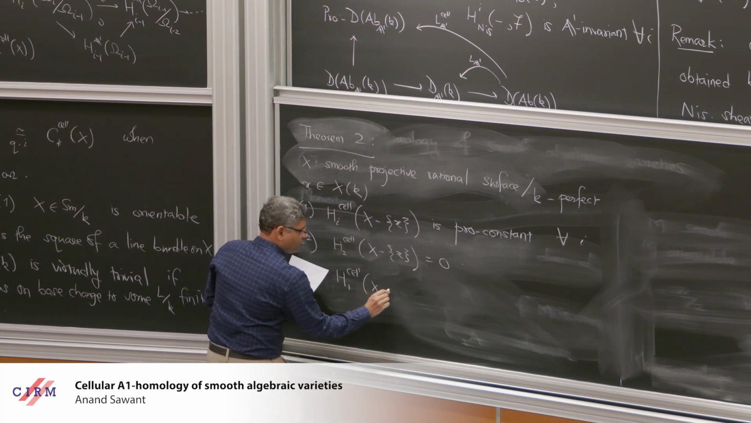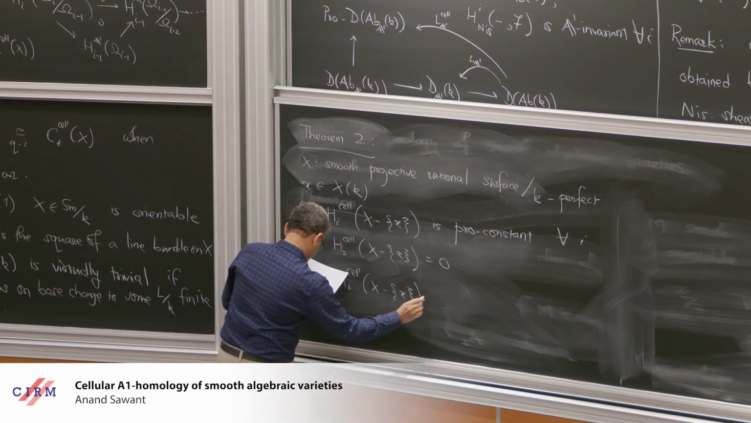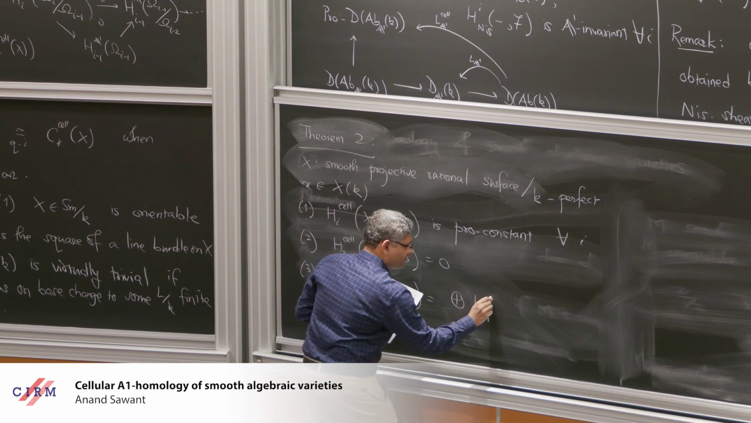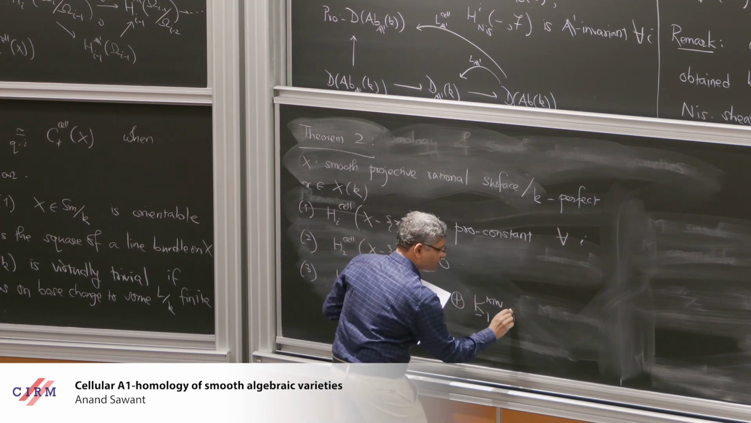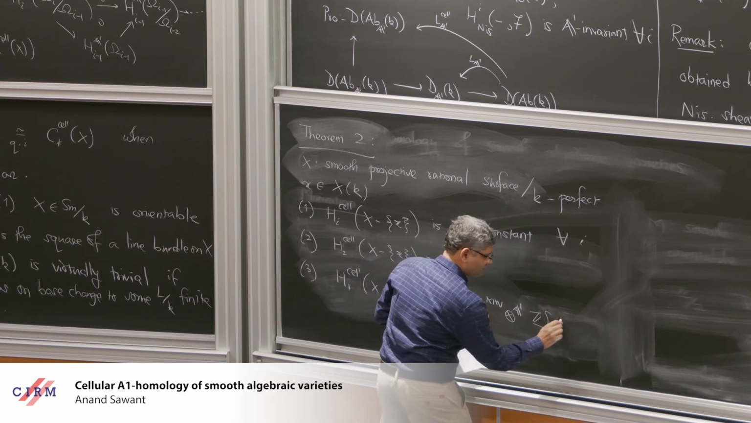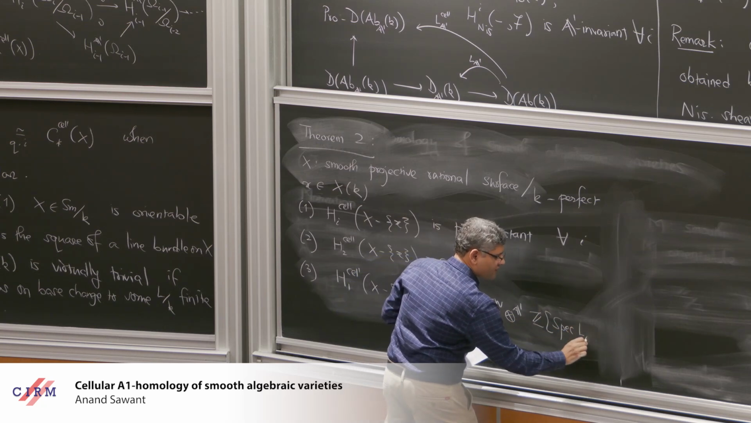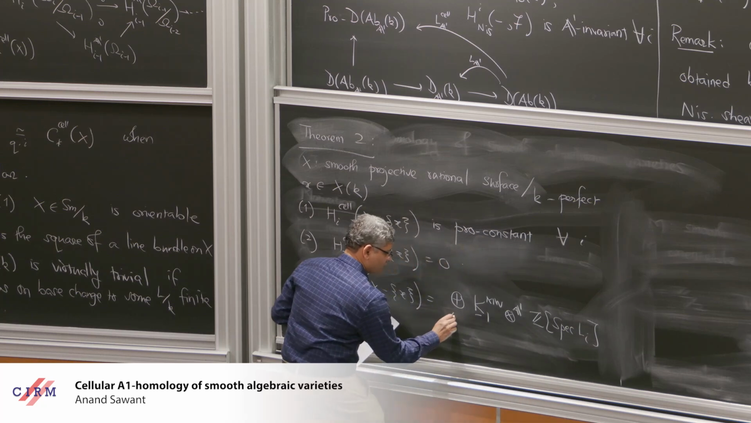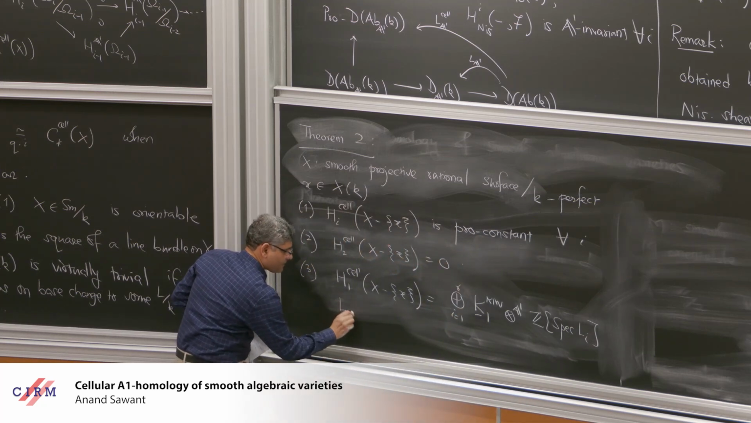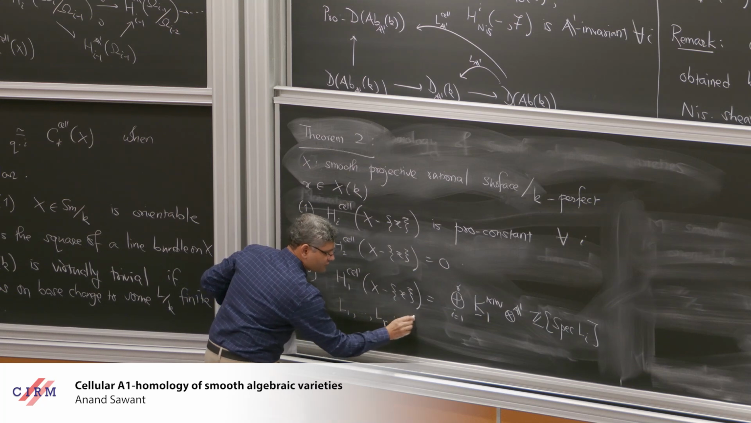So the first homology of this is a direct sum of K1 Milnor-Witt A1 tensor with free sheaves on some finitely many finite separable extensions of K.